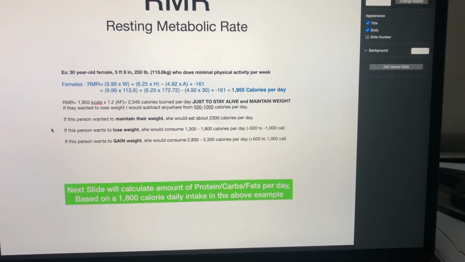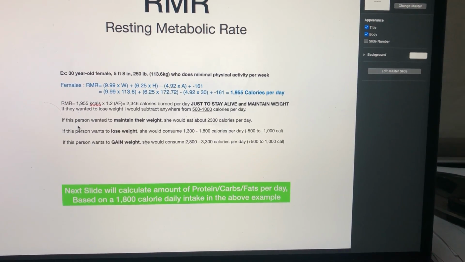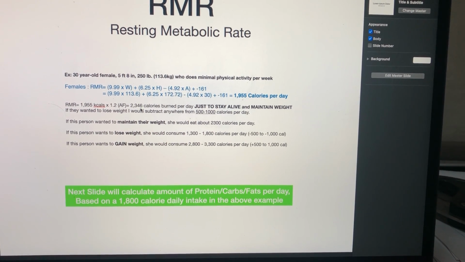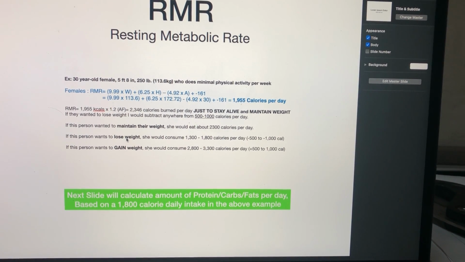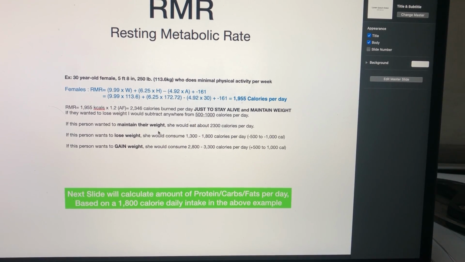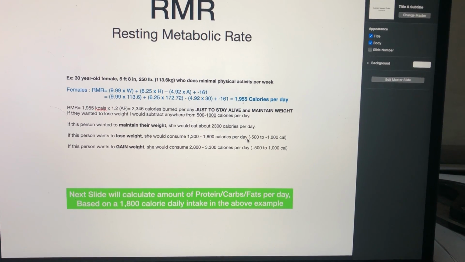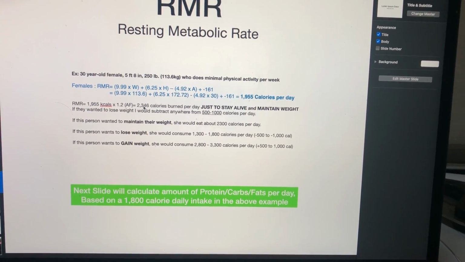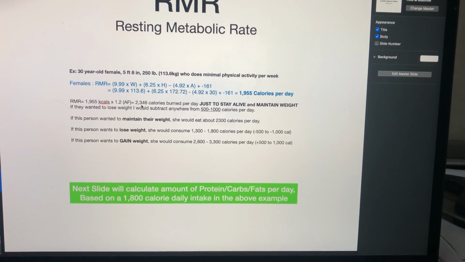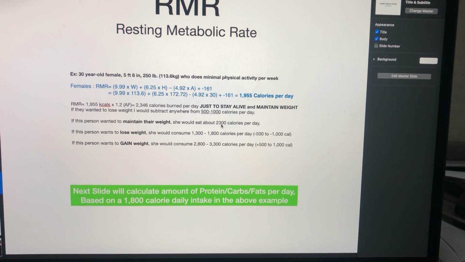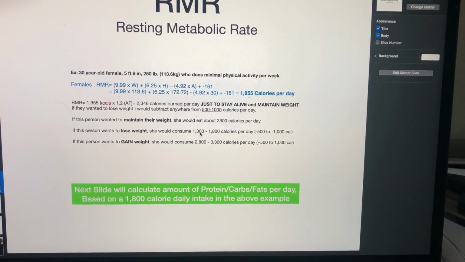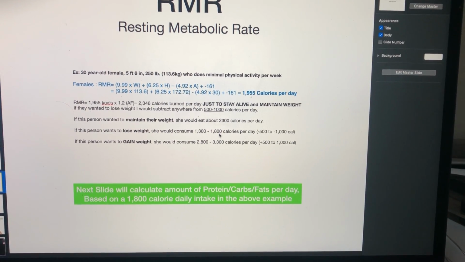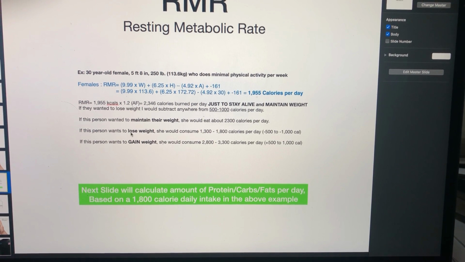Now there's 3 different options for users. If the people want to maintain their weight, then we would stop right here at the 2,346. If the person wants to lose weight, then we would subtract anywhere from 500 to 1,000 calories a day from the 2,346 right here. We're just going to round it up for easy math. So this person would eat in between 1,300, which would be on the low side, or the highest they should eat is 1,800 calories a day if they want to lose weight.